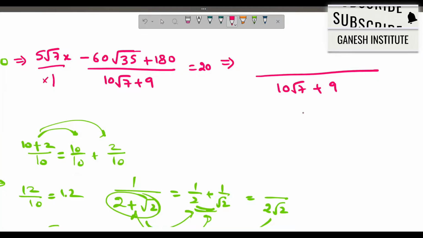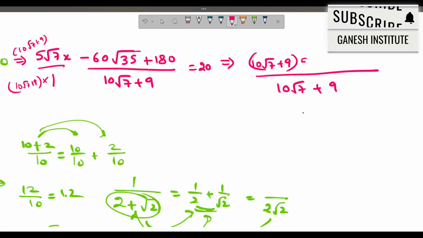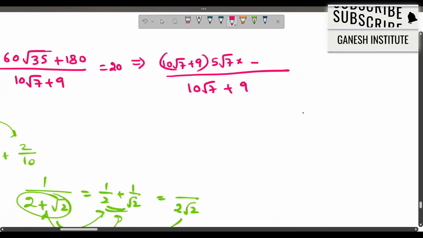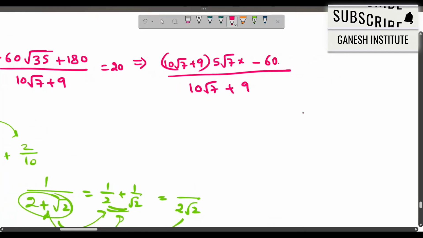And then I'll make this also 10 root 7 plus 9 by multiplying both sides with it. And then you would have to do that to that, right? So 10 root 7 plus 9. So that would be 5. In order to get rid of error, we have to write step by step. So 60 root 35 plus 180.